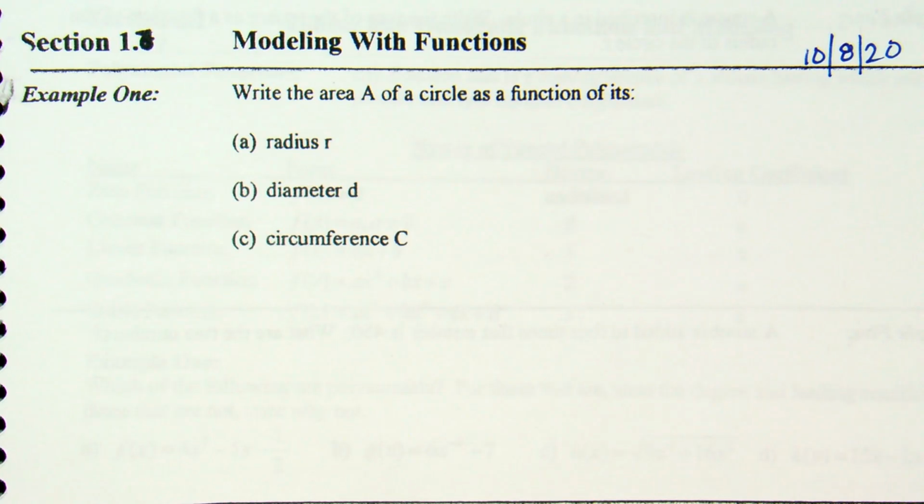But example 1 says, write the area A of a circle as a function of its, and there's 3 different things we're going to do here. So the first one's the easiest one. Write the area as a function of its radius. So write the area of a circle using radius, so using r. Okay, then we're going to change it up, and we're going to write area of a circle, but instead of using r, we're going to use the diameter. Sorry, Haley, I didn't move you back. Just dawned on me. Okay, and then the last one, we're going to write area of a circle, but we're going to use circumference as its defining feature. So, let's start with example A.